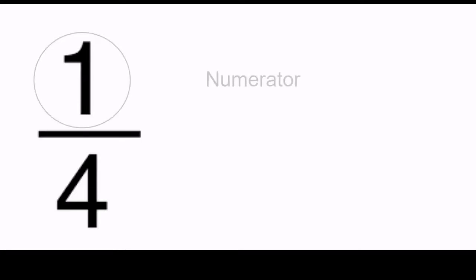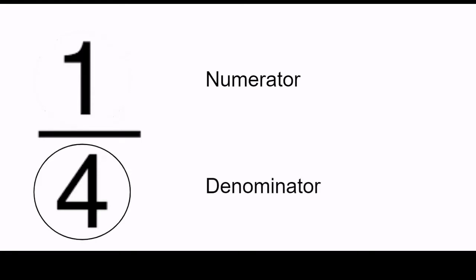Fractions. So this number right here, 1 over 4, is a fraction. A fraction is a number that is part of a whole number. So the number on the top represents the numerator, and the number on the bottom is the denominator. So as you can see, 1 is the numerator and 4 is the denominator. An easy way for you to remember is that down and denominator both start with D.